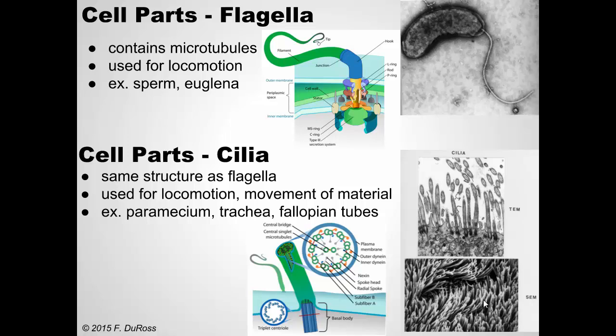Also, the fallopian tubes in the reproductive system in women have cilia that move the egg through the fallopian tube to the uterus after ovulation. And so there are cilia in various types of cells. This is a scanning electron microscope image. You can see these tiny little hairs. This is a transmission electron microscope image where you can sort of see a cross section of those in the flagellum.